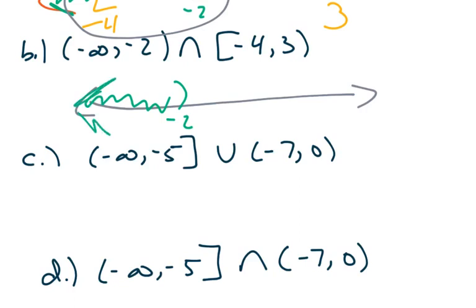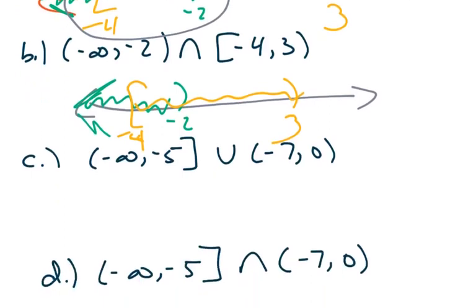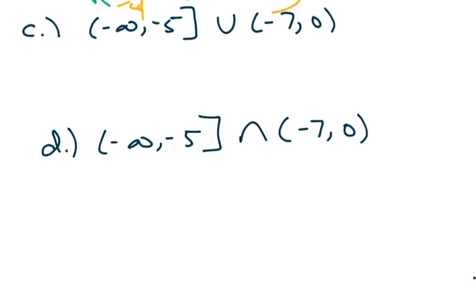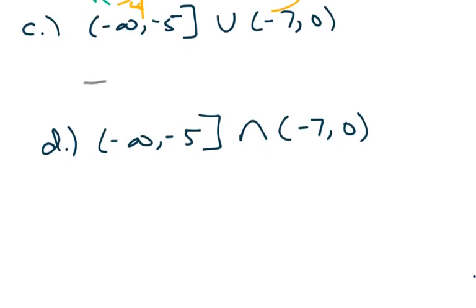And then we have from negative 4 to 3. Here's negative 4. Here's 3. Now, unlike the previous one, this is intersection. So intersection is just what they have in common. So this is just going to be from negative 4 to negative 2 because it's just what they have in common. Okay? So C and D, more or less the same sort of idea.